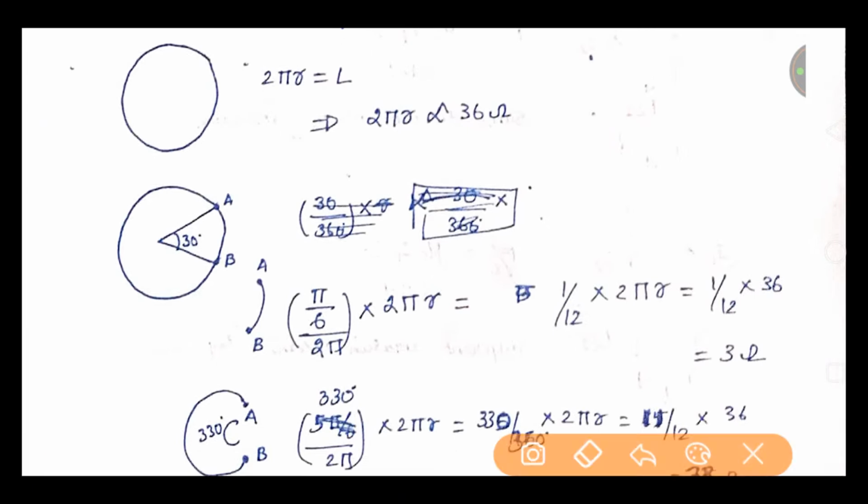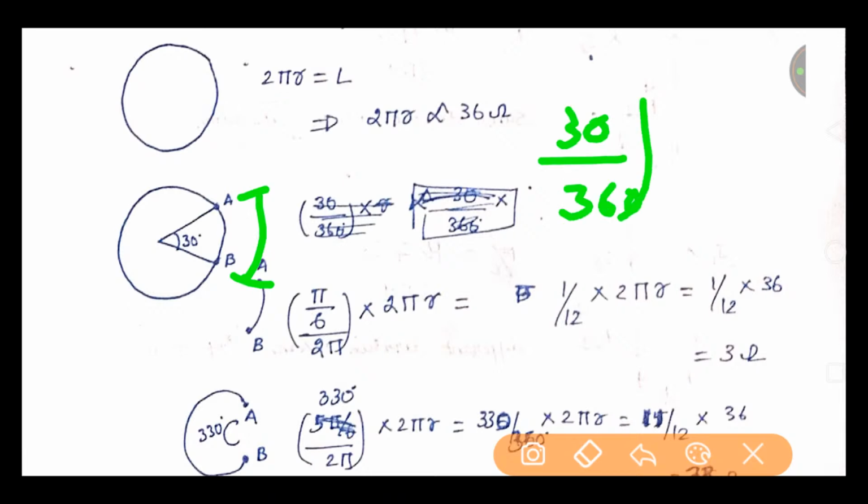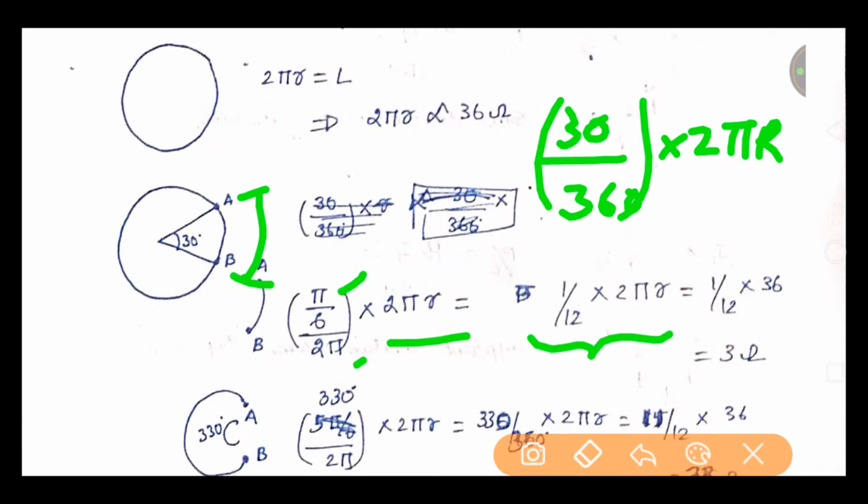Now I am making 2 points in that circle, A and B, making an angle of 30 degrees with the center. What is this length? You should find the length of AB like this: 30 by 360 into 2 pi R. So 30 is pi by 6, 360 means 2 pi, so it is 1 by 12 into 2 pi R. Since 2 pi R is proportional to 36 ohm, you get 3 ohm.